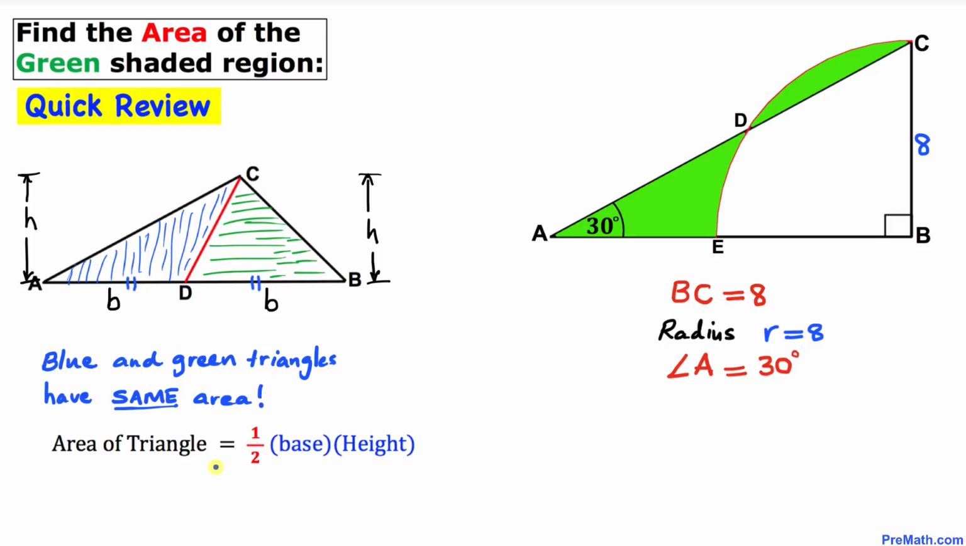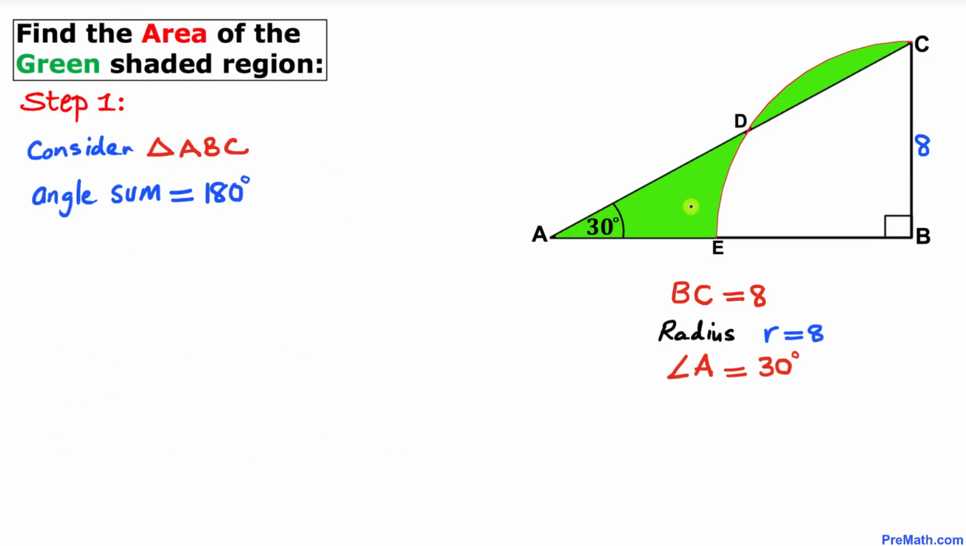Now let's recall the area of a triangle formula. Area equals a half times base times height. Focusing on the blue triangle, the area is going to be a half times base B times height H. Now focusing on the green triangle, the area equals a half times base B times height H. Now we can see that the areas of both triangles are exactly the same.